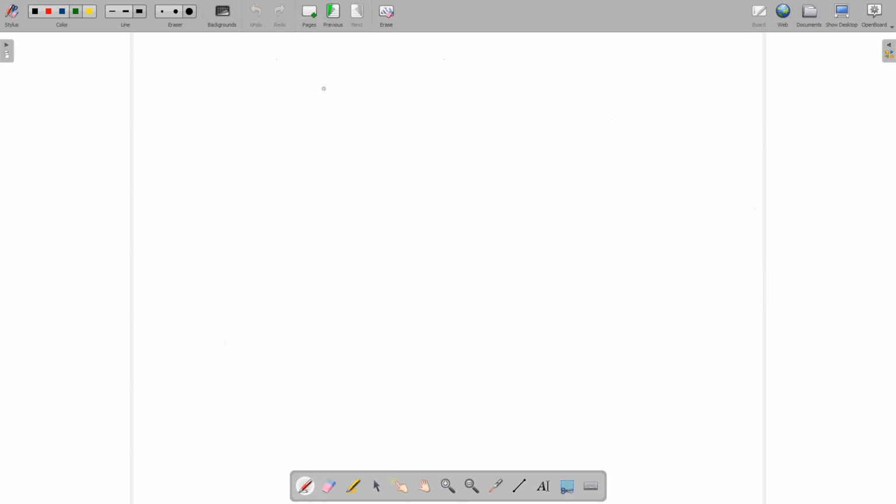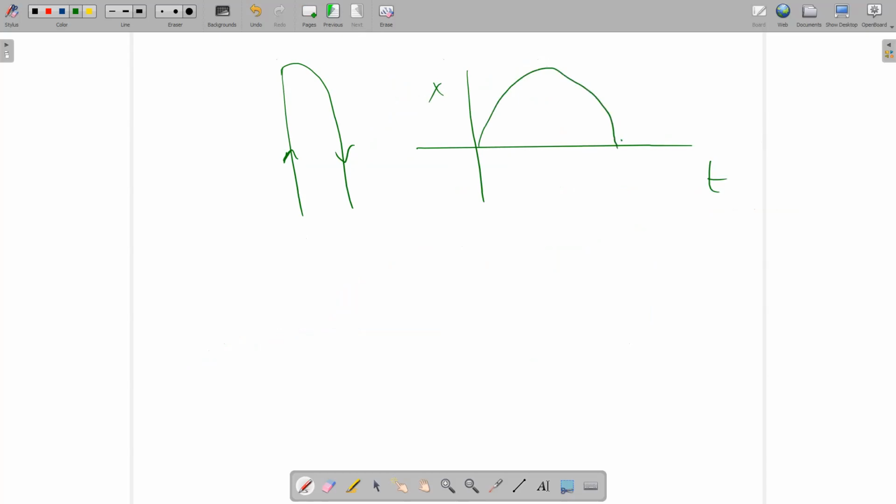After this, if you throw the ball up and the ball goes down, first up and then down, what will be the xt graph? The xt graph will be like this. So what will be the velocity time graph? From point O to A, is the speed increasing or decreasing? Is the velocity increasing or decreasing?